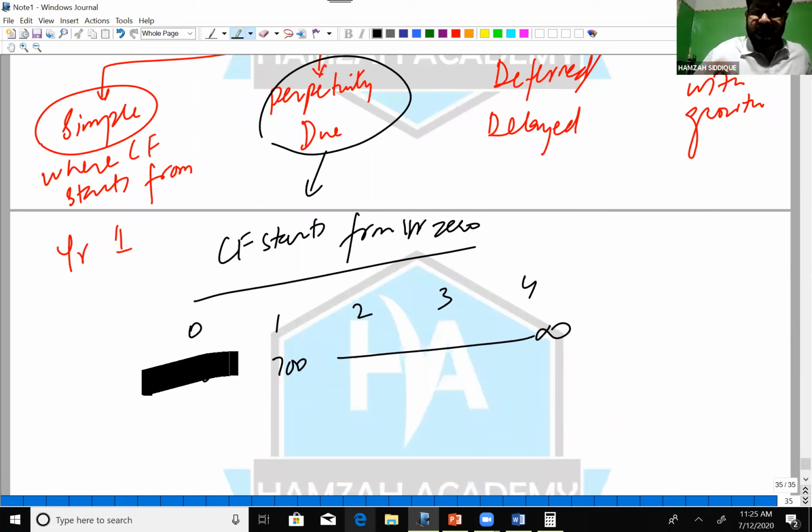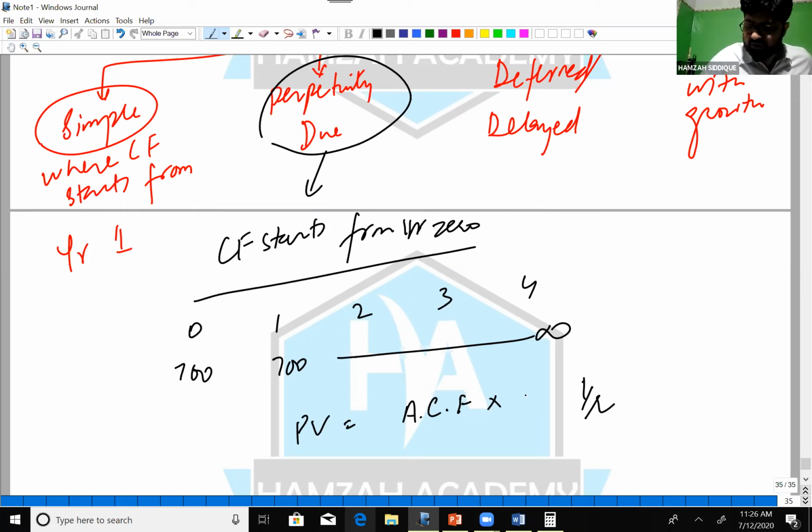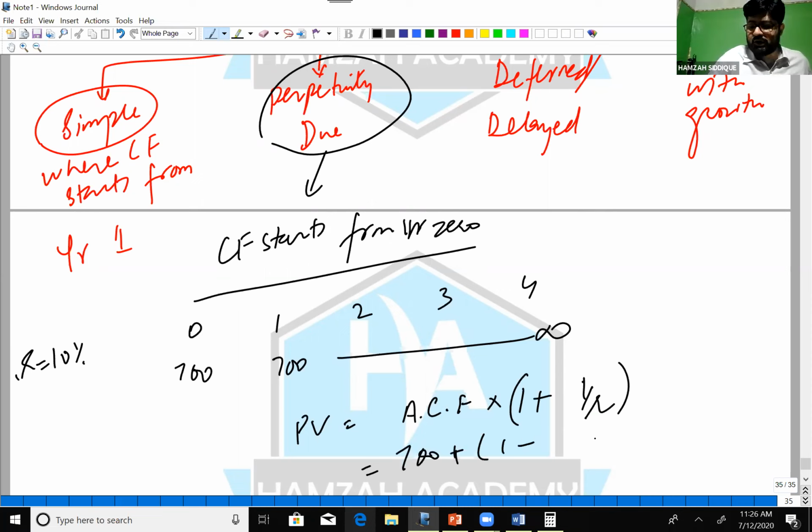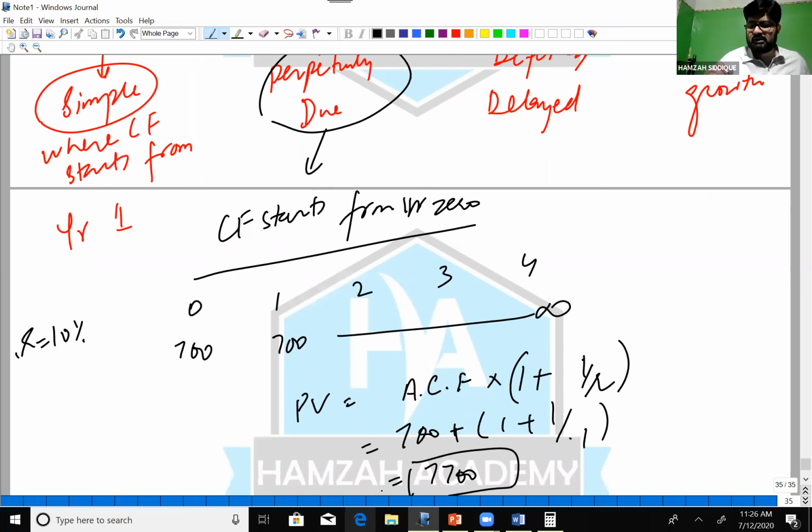This is simple perpetuity. So present value is equal to annual cash flow cross 1 over R, the perpetuity factor. For year 0, but it is here. For year 0, the discount factor is 1. So 700 into 1 plus 1 over R. R is equal to 10%. You will solve it. It is 7700, the answer. Perpetuity due, same as that of annuity.